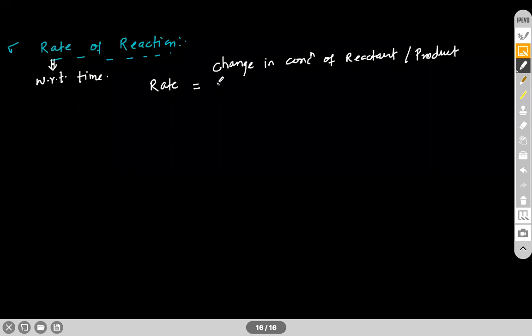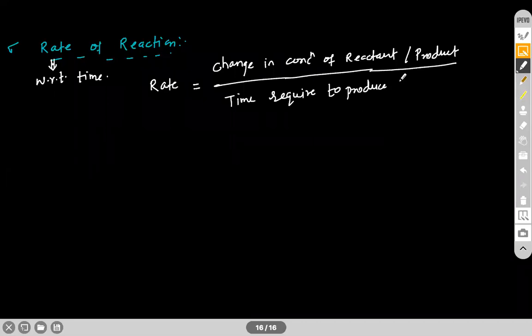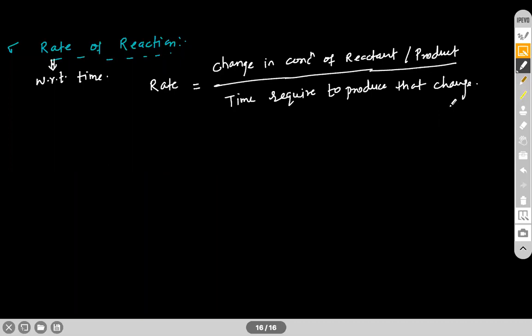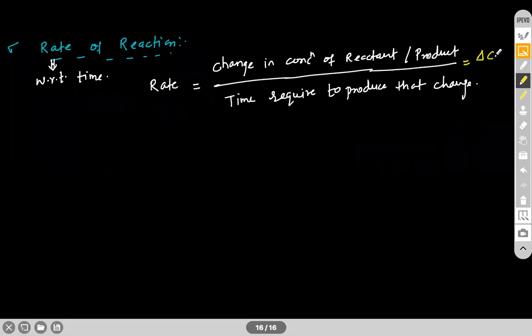Okay, and this is divided by the time required to produce that change. Okay, that is the rate of the reaction. Concentration by time. This we also write as delta C, the change in concentration, by delta T, the time required to produce that change.